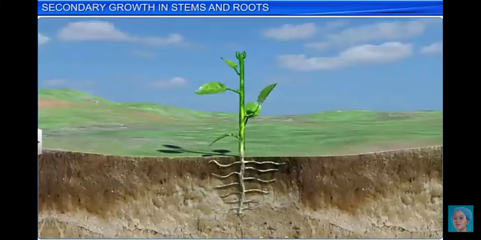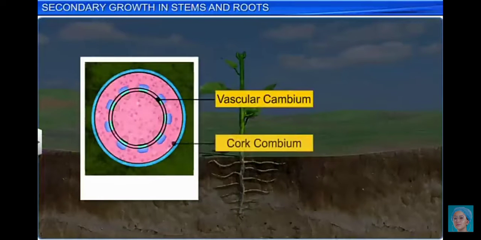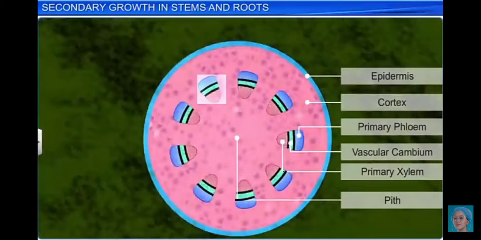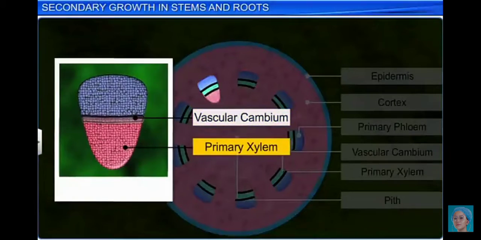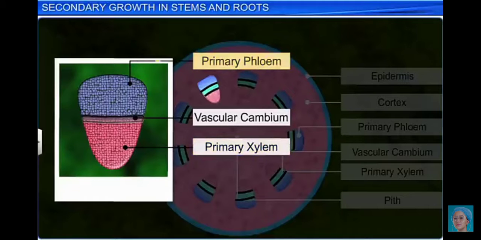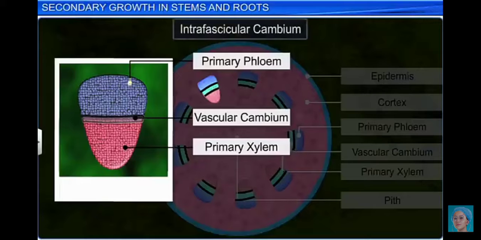In the stem, secondary growth takes place due to the activity of secondary meristems such as the vascular cambium and Cork cambium. The vascular cambium, located between the primary xylem and primary phloem of a vascular bundle, is also known as the intrafascicular cambium.